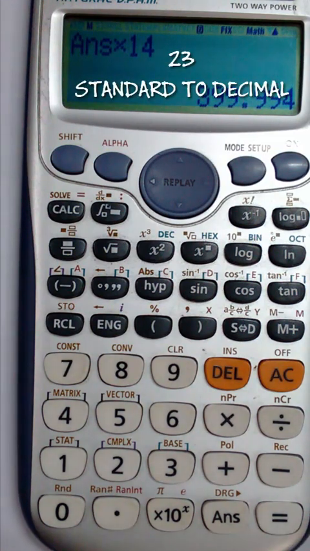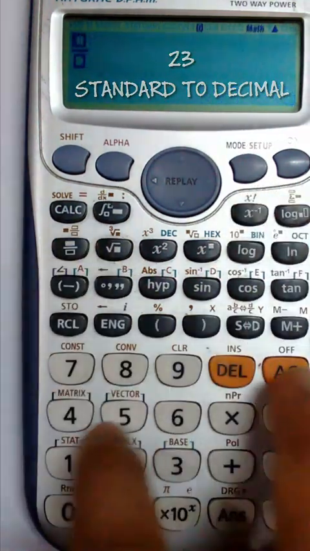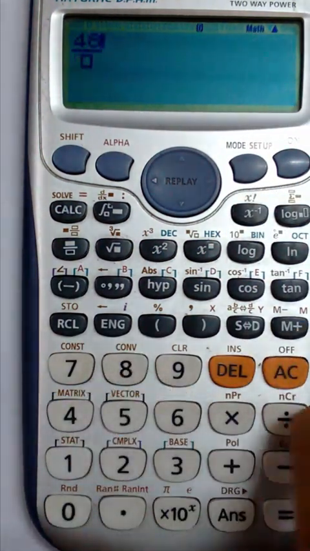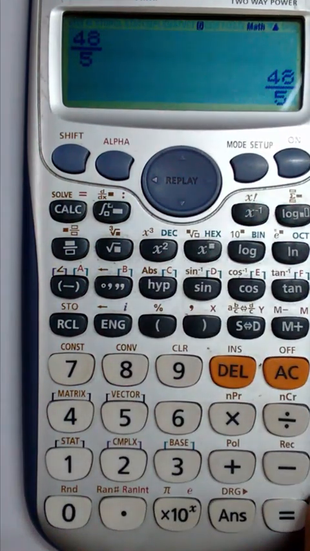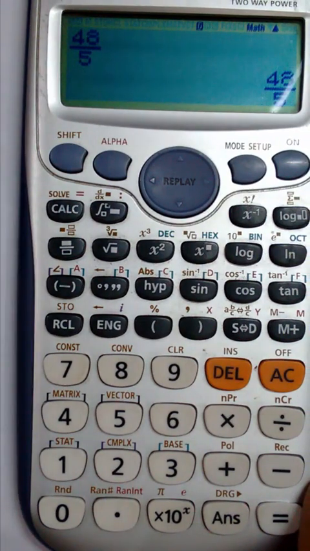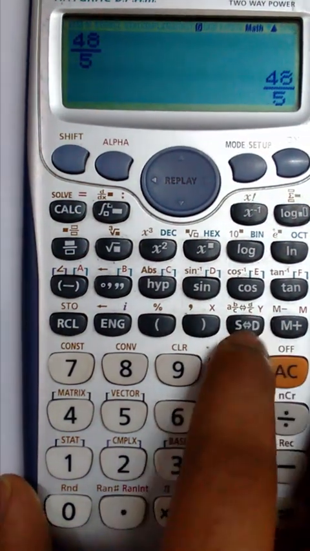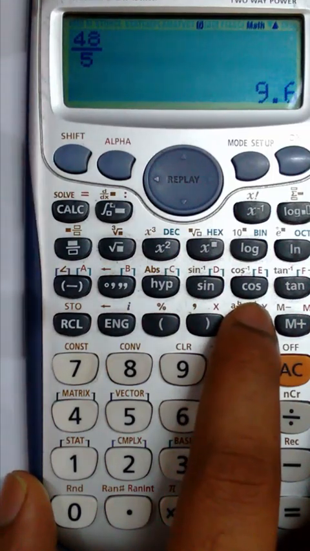Next is S-D, standard to decimal. Suppose 48.5, this is in fraction form. Now I have to convert it into decimal form. Just use this standard to decimal format. You can change this into the format that you want.